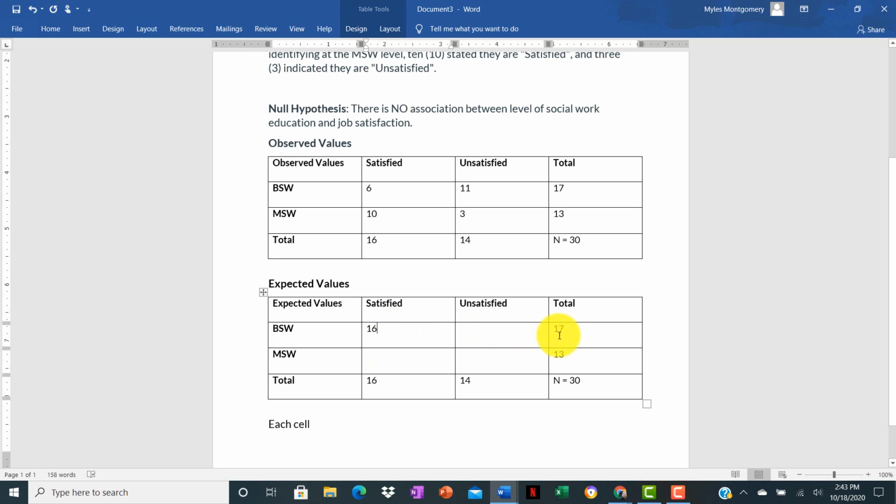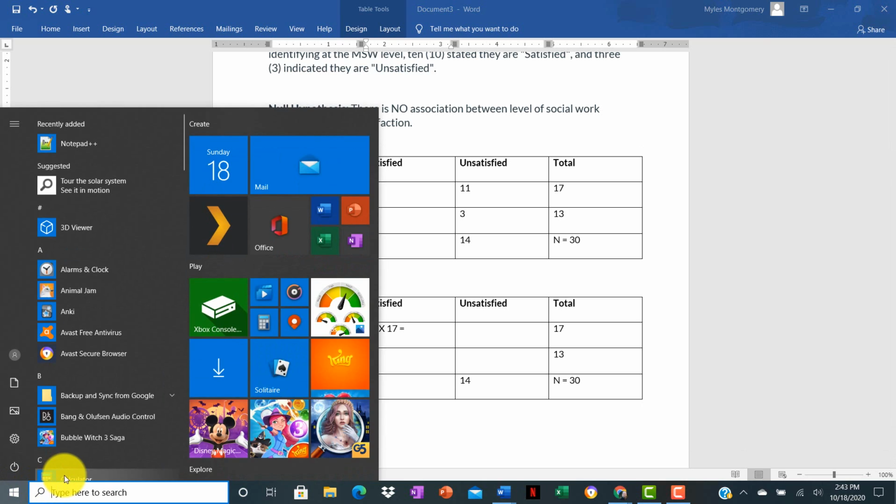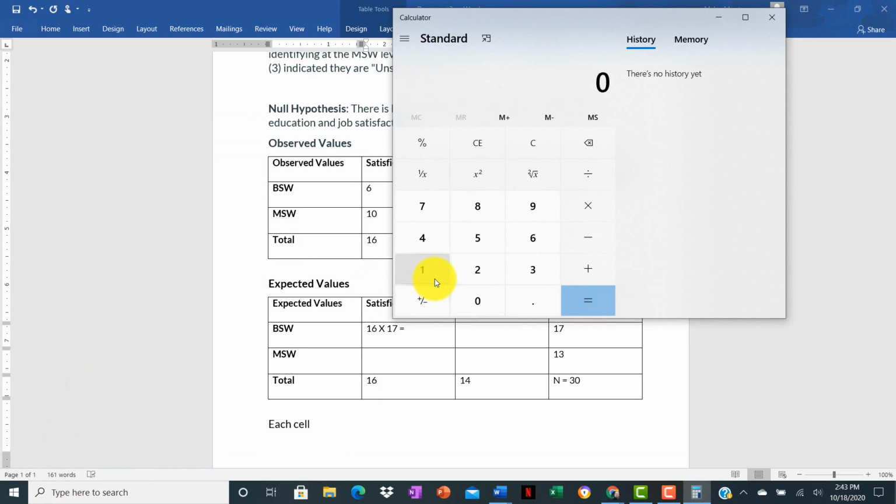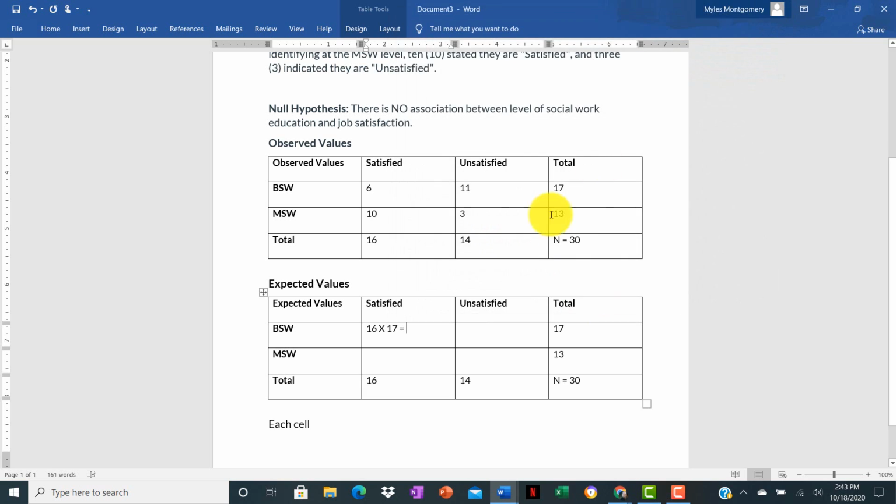We're going to multiply that times 17 right here because that's the other n total. The n totals are 16 and 17. That's how you know. So for this cell, 16, 17. 16 times 17 equals. And just because we want to be extra sure about everything we're doing today, we're going to go 16 times 17 equals 272. So we'll knock that down and say 272.